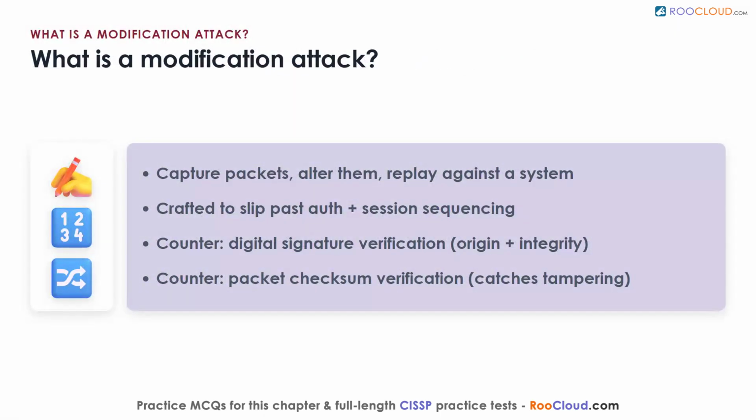What is a modification attack, and how do you counter it? In a modification attack, an attacker captures packets, alters them, and replays the changed versions against the system. These doctored packets are crafted to slip past authentication and session sequencing protections, hoping the target accepts them as genuine. The defense is integrity checking. Digital signature verification confirms a message truly came from its claimed sender and was not touched. And packet checksum verification catches any tampering with the contents. Picture a tamper evidence seal on a package. If the seal is broken or the contents do not match the manifest, you reject it outright.